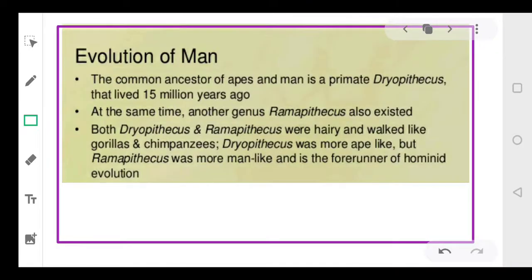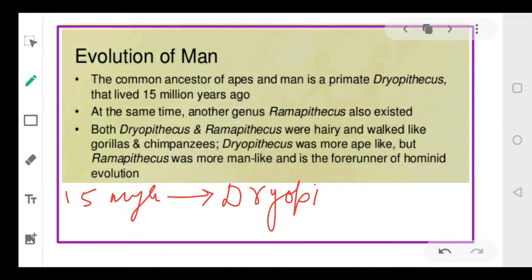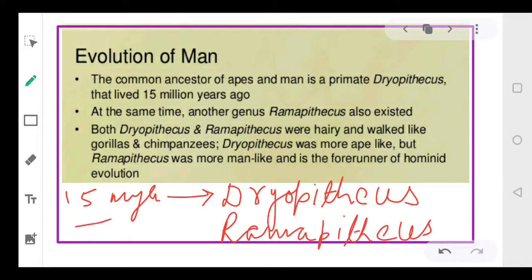Let's start then. See, evolution of man. It is approximately said that around 15 million years ago, there were two primates that were generally considered. One is Dryopithecus, and the second is Ramapithecus. So around 15 million years ago, these two primates, Dryopithecus and Ramapithecus, were existing.